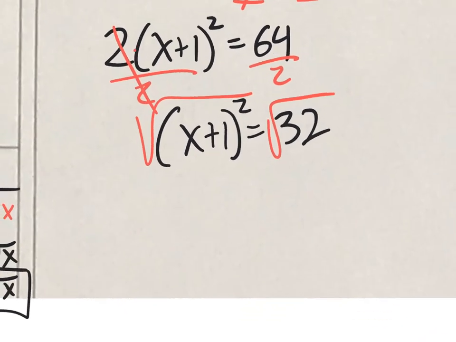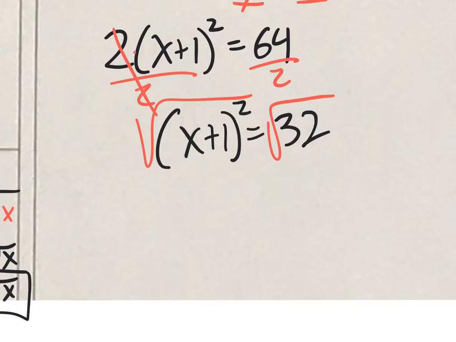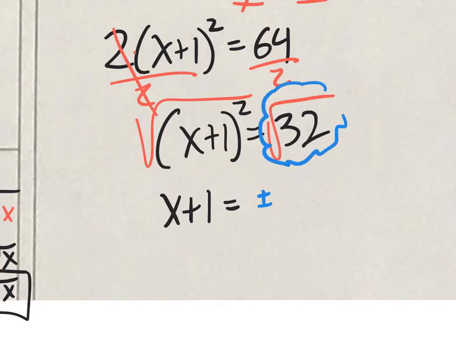So what do I have left here? I have x plus 1, no more square root, no more parentheses, no more square, equals, I must put a plus or minus in front of my square root of 32. However, the square root of 32 is not a nice answer. So we need to take this square root of 32 and simplify it over here on the side. 32 could be broken down to 4 times 8, but what's a better perfect square number to break it down by? 16 times 2, thank you very much.